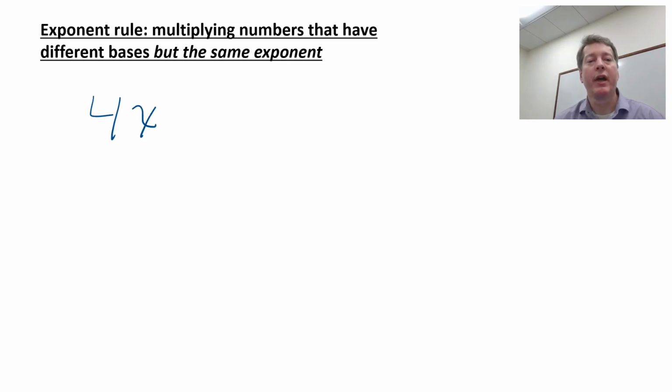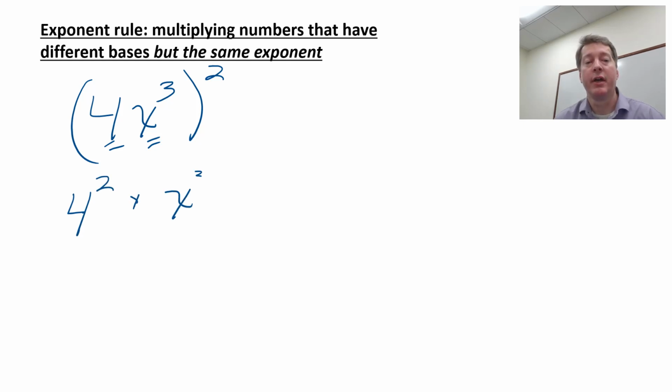Suppose I had (4x cubed) squared. One base is 4 and the other base is x. I'm squaring the 4 and I'm also squaring the x cubed. So this is the same thing as 4 squared times x cubed, squared. 4 squared is 16, so it's 16 times x to the 6th.